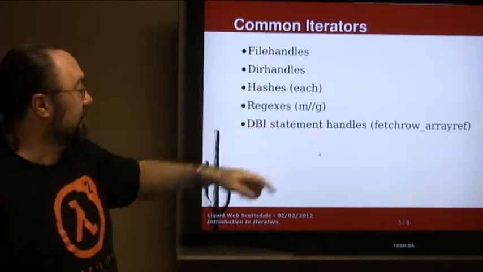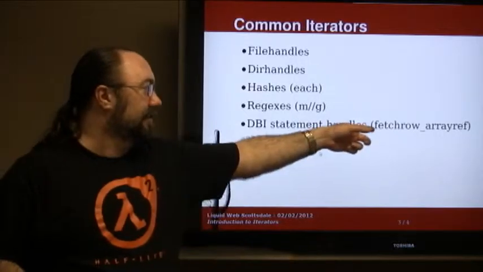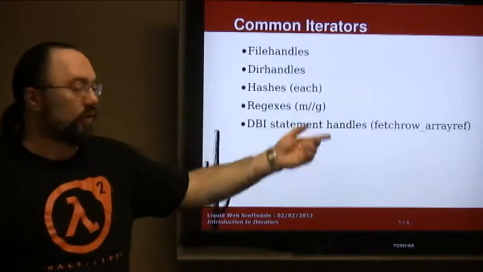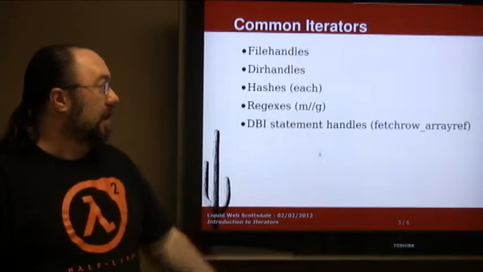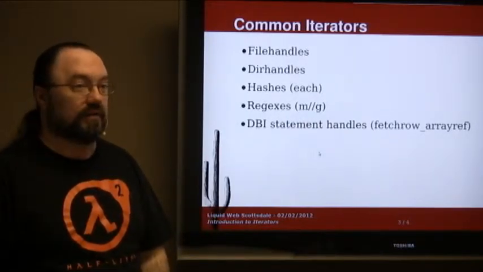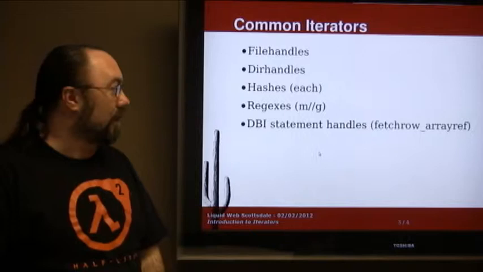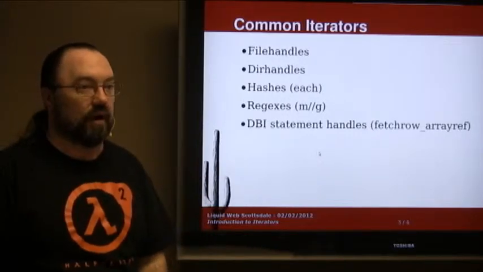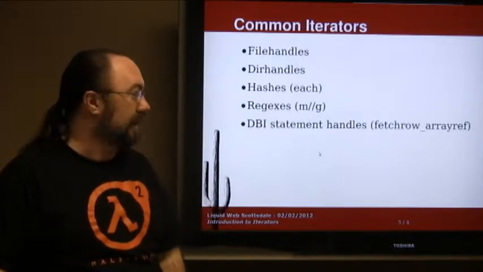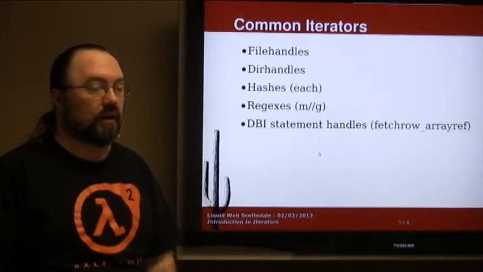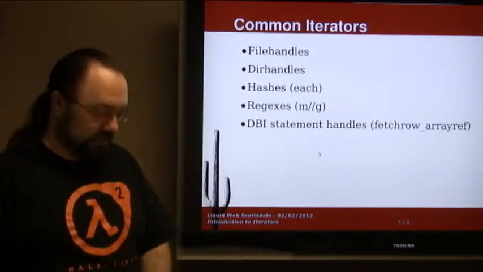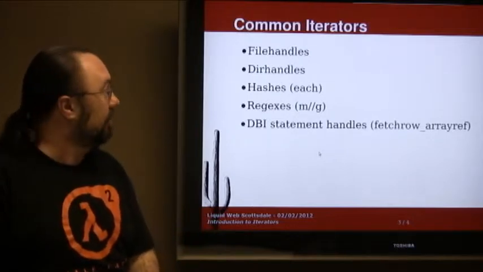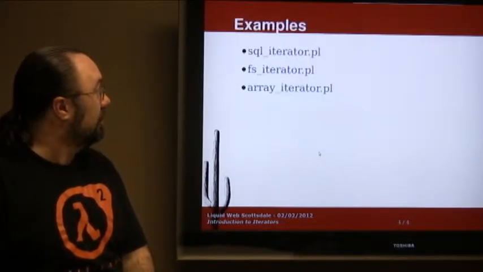And statement handles from DBI, with the example of fetchrow_arrayref just being one that I arbitrarily picked. Obviously, it does what it says it does. It fetches one row and returns it as an array ref. So, any questions there so far? I could have come up with other examples, but these are probably some of the most common ones that a lot of you, if not all of you, have seen.